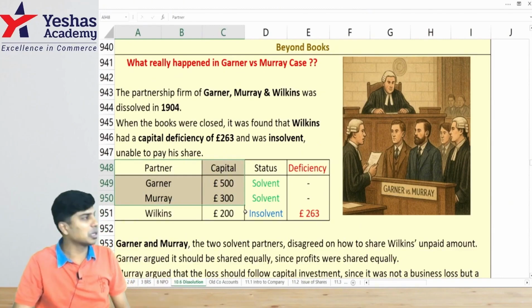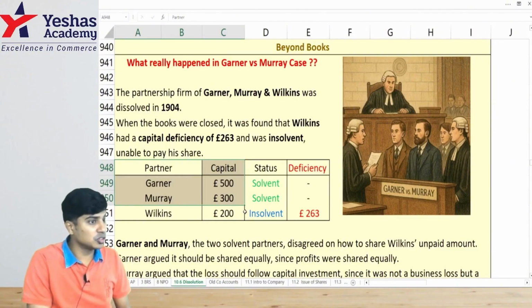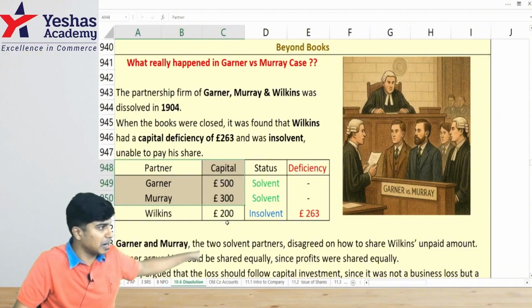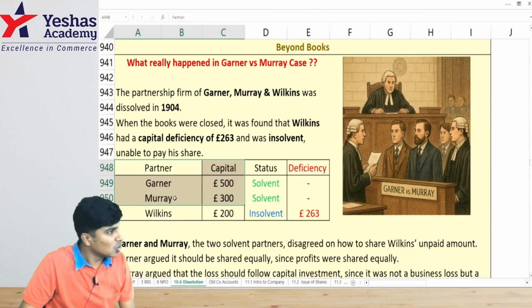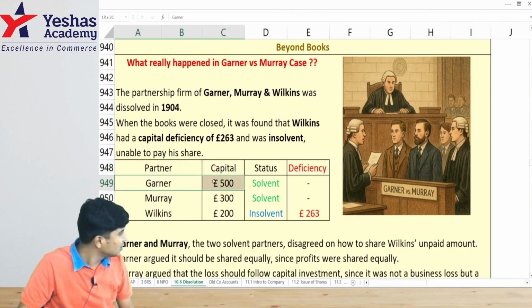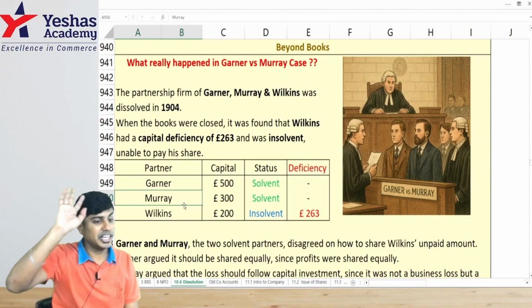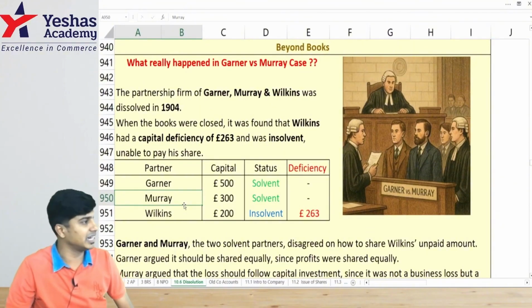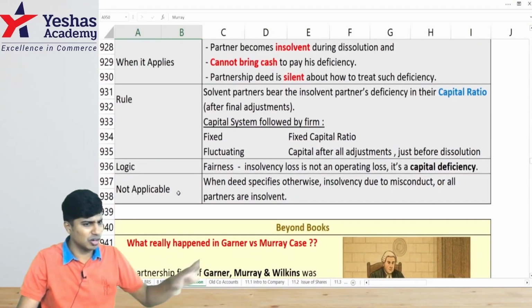But the judge gave a couple of other insightful points also. The judge said if the solvent partners have to bear the insolvency of the other partner, these partners should have a credit balance in their capital. Only then can they bear. What if Garner had a debit balance in his capital? Then the entire insolvency of Wilkins should be borne only by Murray. That was the judgment given there. Ever since 1904, we are following the same case law even today. But remember, this is not applicable if the partnership has a deed. I'll share another video on discussion of this case separately, but for now that was the overview.